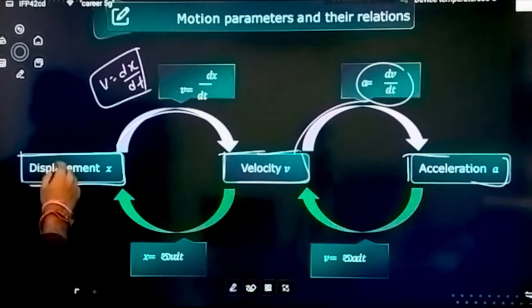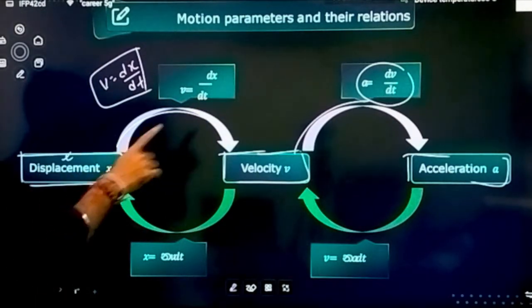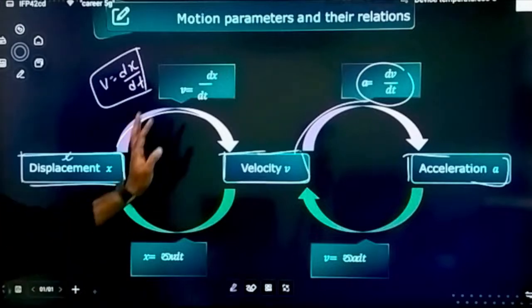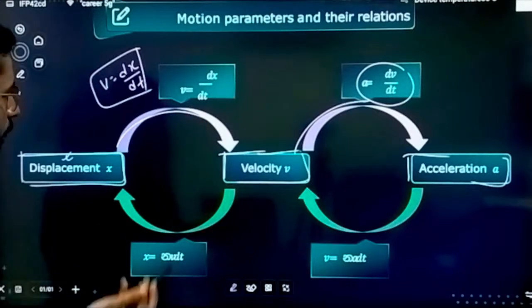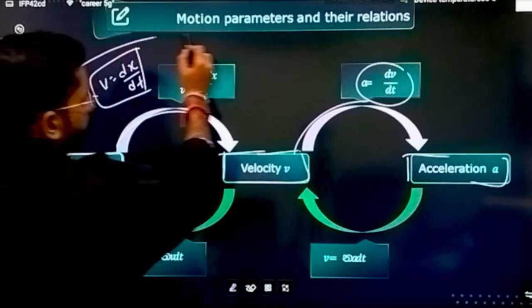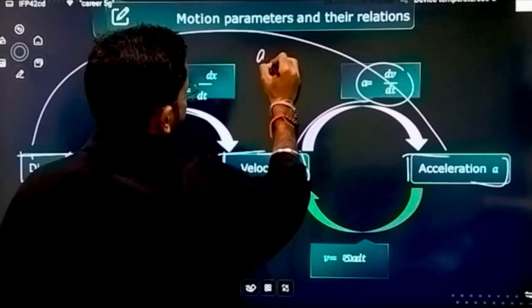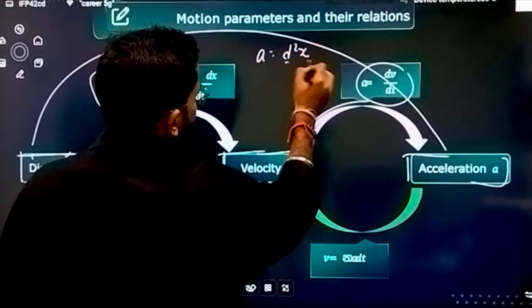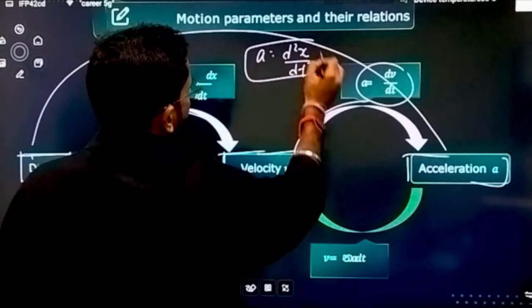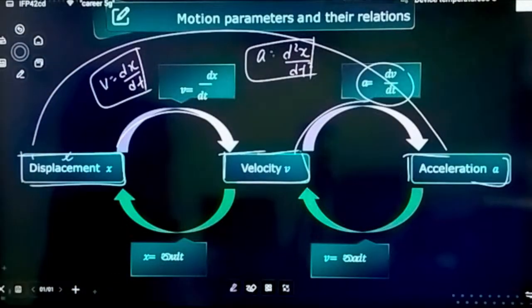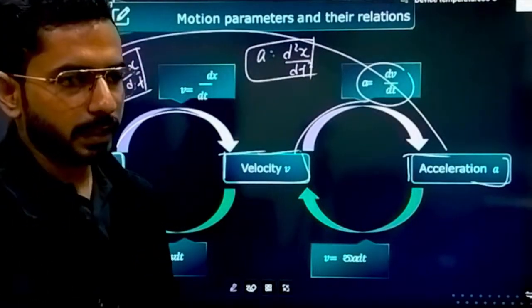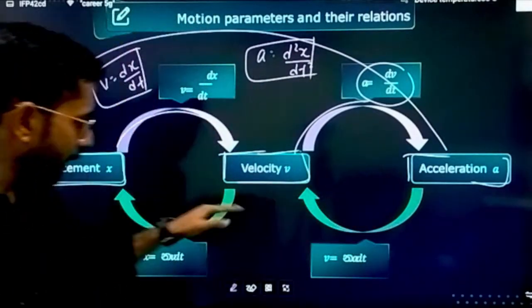One more thing. Let's suppose you are standing at position and you want to calculate acceleration. Either you can go one by one, but you can also write a direct relation: the double differentiation of position. That means d2x by dt square, double differentiation of position is also going to give you what? Acceleration. Correct.